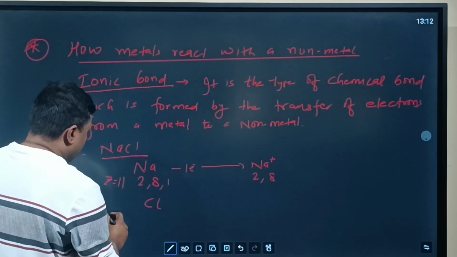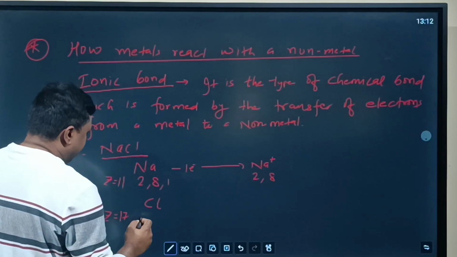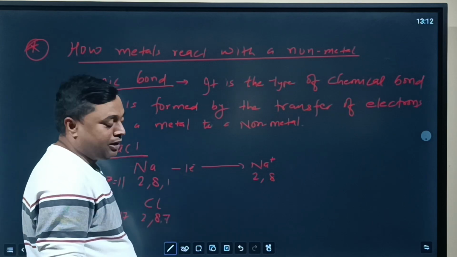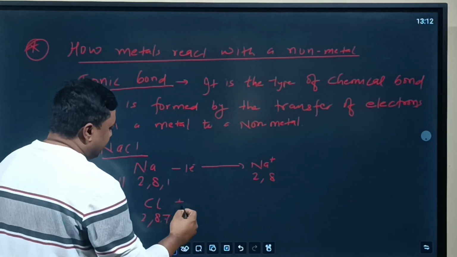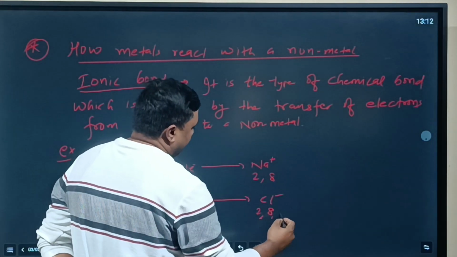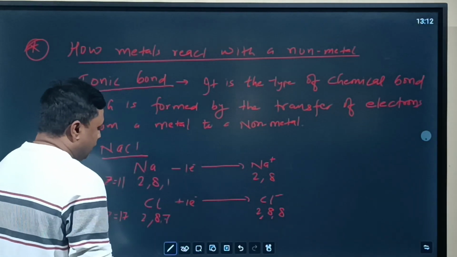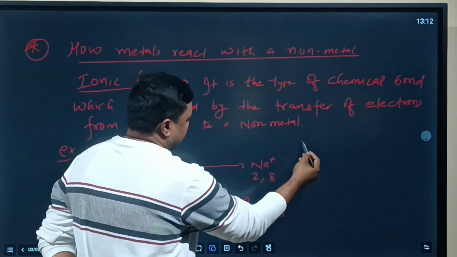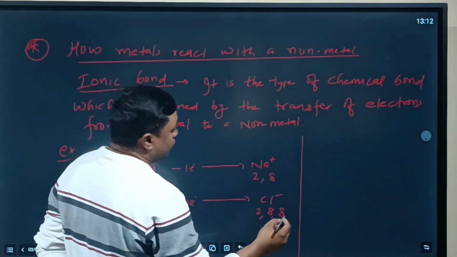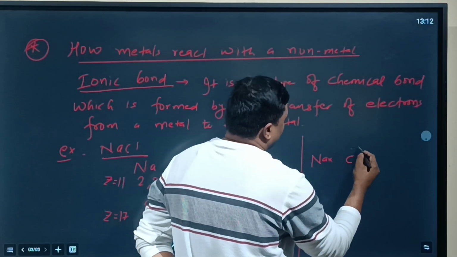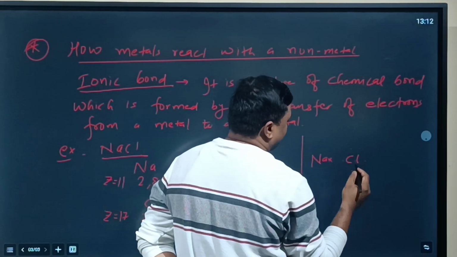Similarly, chlorine, atomic number of chlorine is 17, electronic configuration 2, 8, 7. To become stable, chlorine atom needs to gain one electron. So chlorine forms Cl minus ion, 2, 8, 8. Yes or no? So here we can clearly observe that sodium has one valence electron, and chlorine has 7 valence electrons.